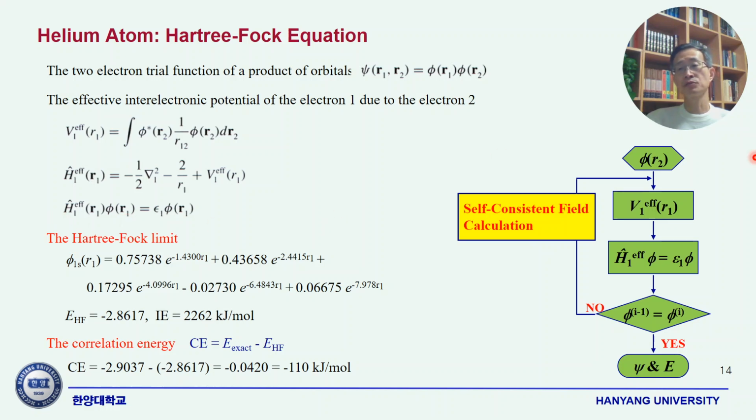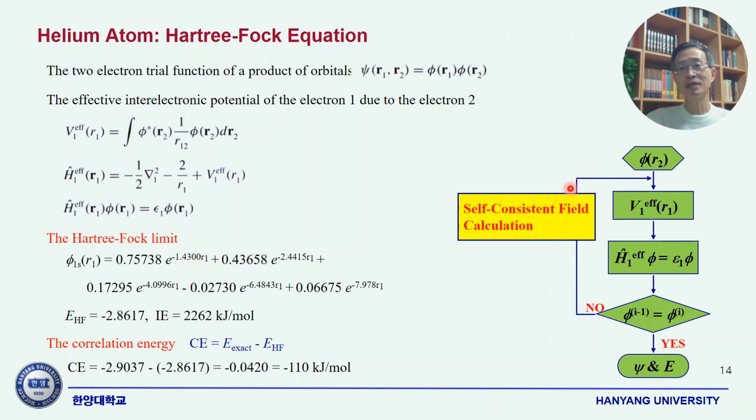So basically what you have done is you know this, and then you calculate the effective electronic potential, and then you assemble this effective Hamiltonian for electron 1 and solve it and obtain epsilon 1, the orbital energy, and then phi 1. And then you compare that. Of course, at the very first step, you don't have anything to compare. You have to go up.